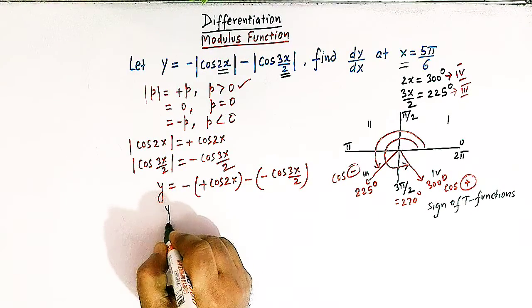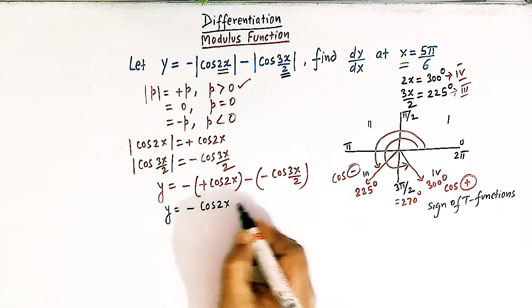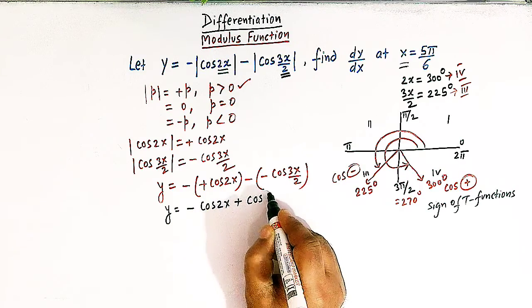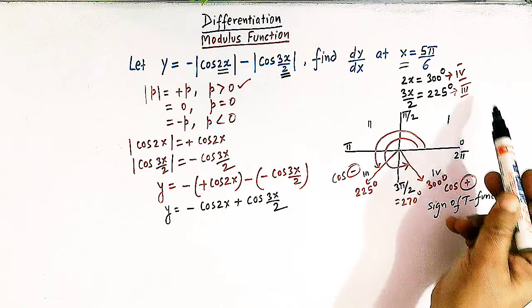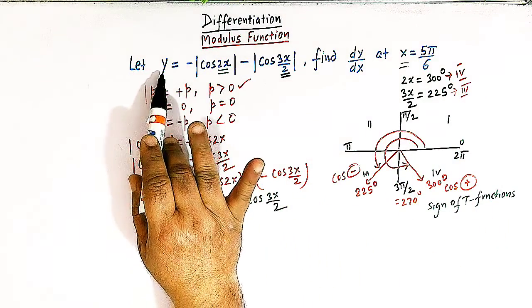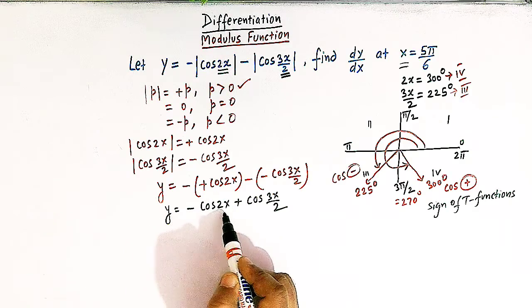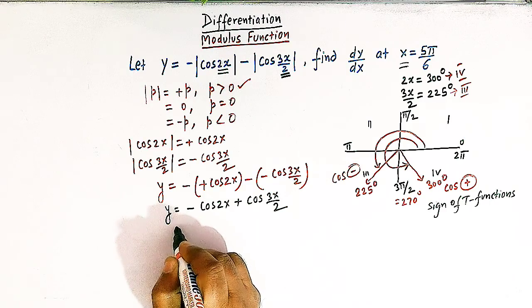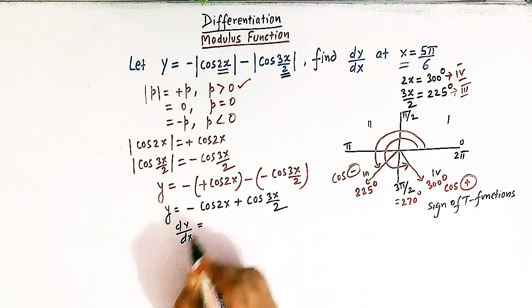So now we can write y is equal to negative cos 2x, and minus minus becomes plus. So here we have cos 3x over 2, right? So finally, by applying all these concepts, our function y now reads as minus cosine 2x plus cos 3x over 2, right? Now let us find out the derivative of y with respect to x.